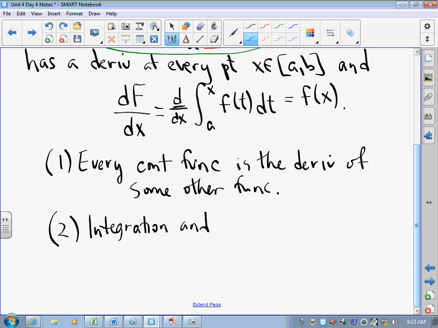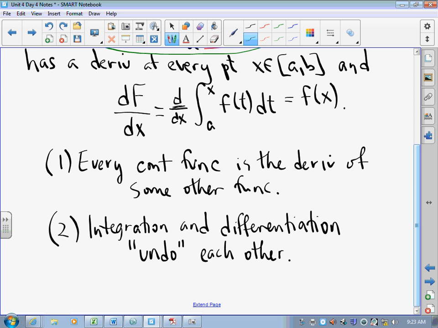Integration and differentiation, and I'm going to use a very bad word here, "undo" each other. It's in quotes because it's a bad word. It's not exactly what we mean. Integration and differentiation undo each other. If we take the derivative of an integral, we end up with the function we started with. They're not inverses of each other. It's not like they're reflections over y equals x, but to some extent, they undo each other.